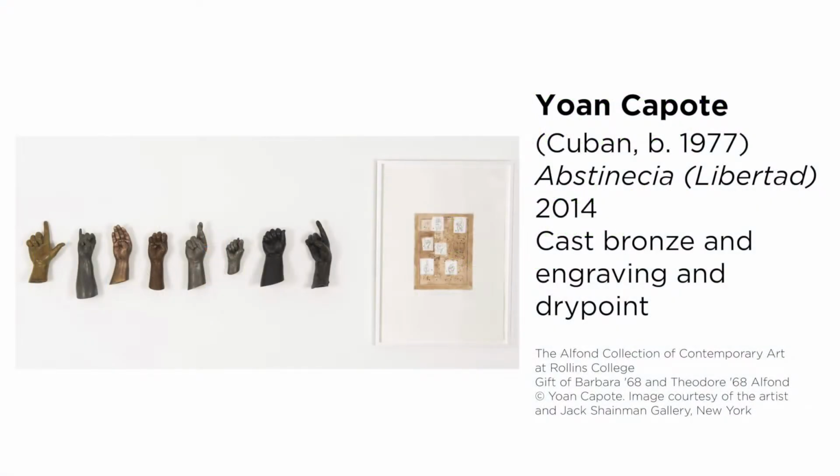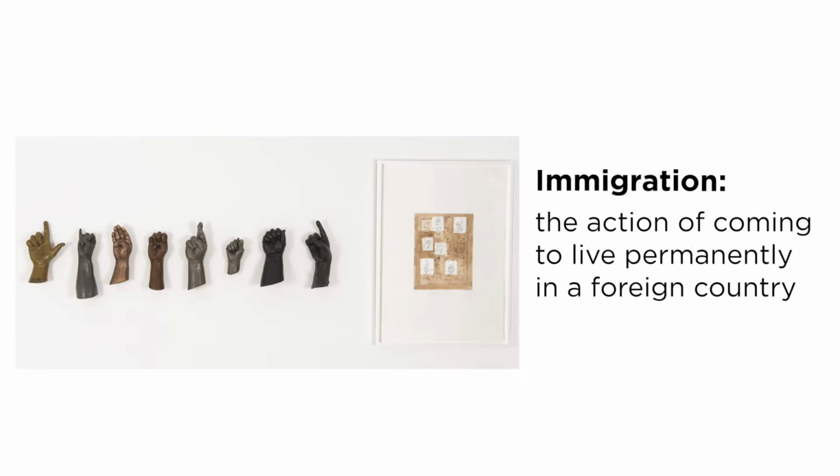Yoan Capote is a Cuban artist who was born in 1977 in Havana, Cuba. Capote uses sculpture, painting, photography, videos, and other ways of art making to create his artwork, which focuses on themes of politics and immigration. Immigration is what happens when a person or group of people move from one country to another. Sometimes people immigrate from one country to another just because they want to live in a new place, but other times people immigrate to escape bad things in their home country, such as war.